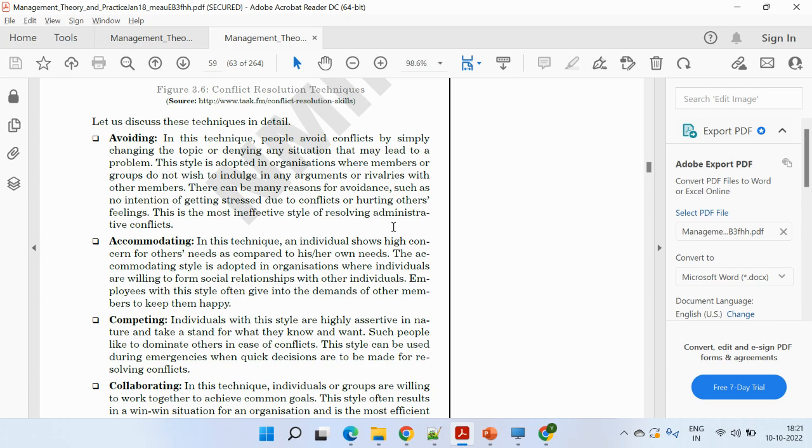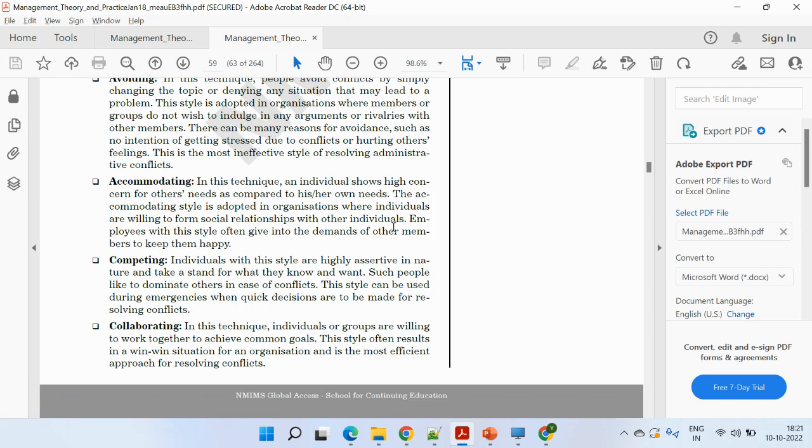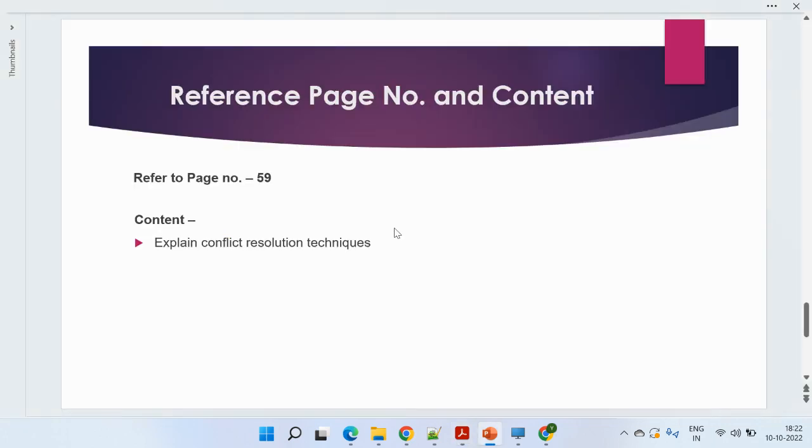Second is accommodating, where you show high concern for the other person's needs as compared to yours, and you try to accommodate the other person. Competing is when there are two competitors and both are fighting, saying I'm doing right and I'm doing right. So this is competing. The fourth one is collaborating, when both come to a common point and say okay, we both will do this and we collaboratively work as a team to accomplish our task. So these are the four ways in which conflict can be resolved.